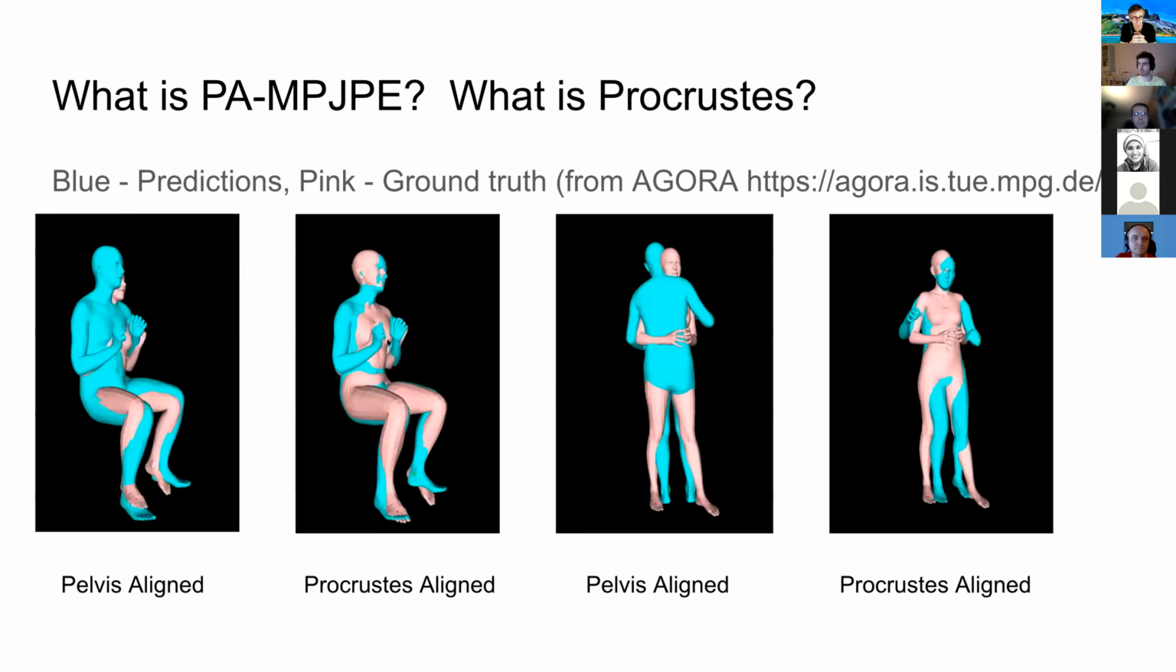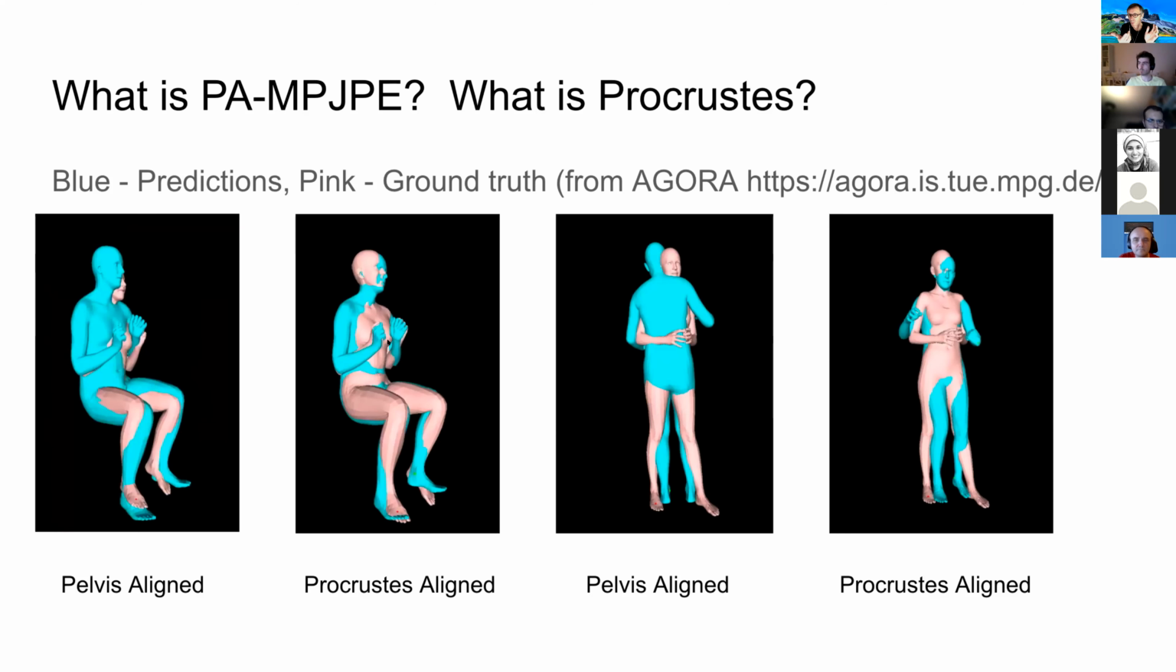So these are bodies estimated in the AGORA data set versus the ground truth. And the blue are the estimated bodies and the pink are the ground truth. And on the leftmost, you see the pelvis aligned case, which you use with MPJPE. And you can see that there's a scale and a rotation problem, which is resolved a bit by Procrustes. And you can see the error with Procrustes alignment is going to be much lower. Now look at the next case on the right. The left of the two right images suggests that this method totally flipped the body. It got left and right wrong.